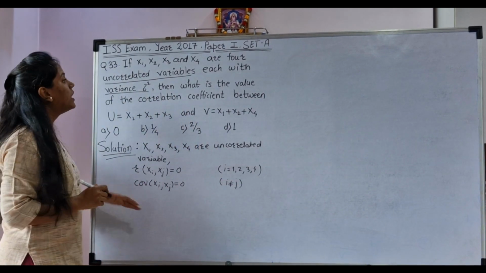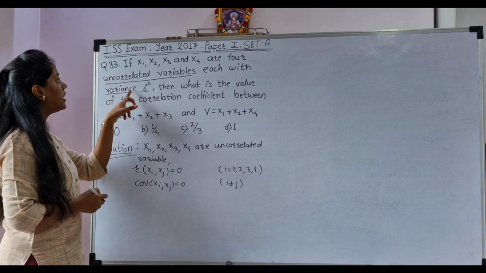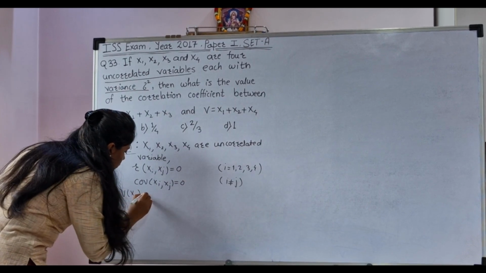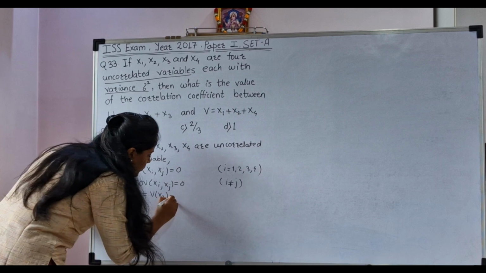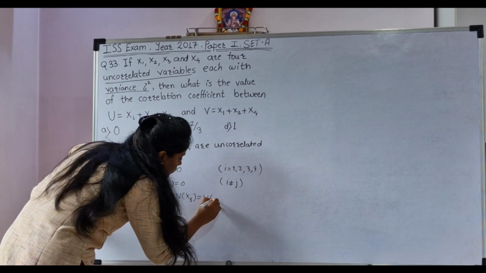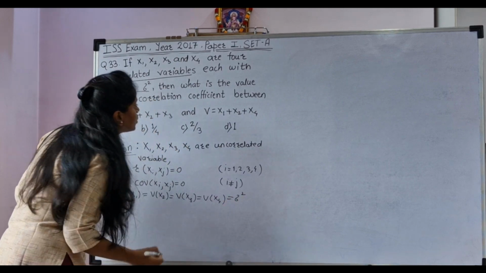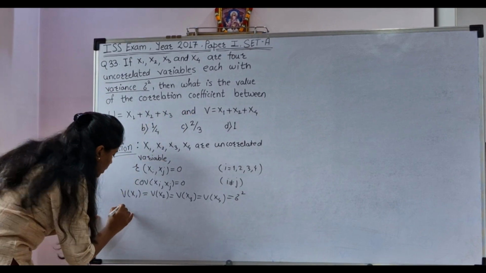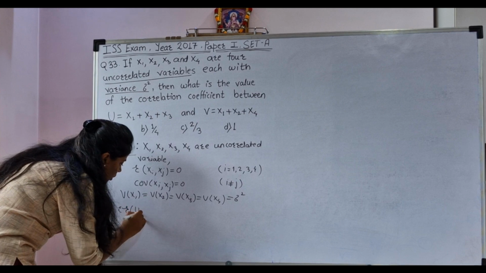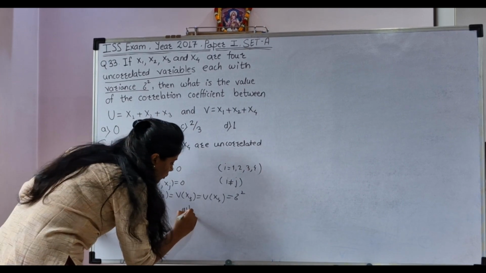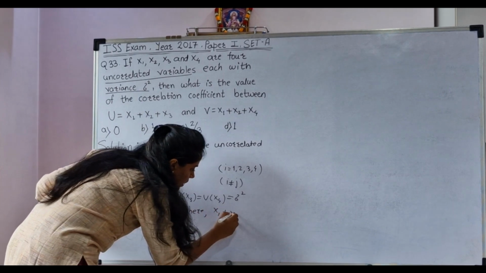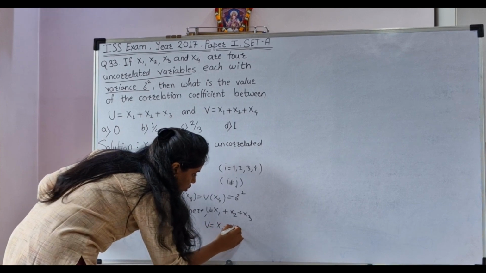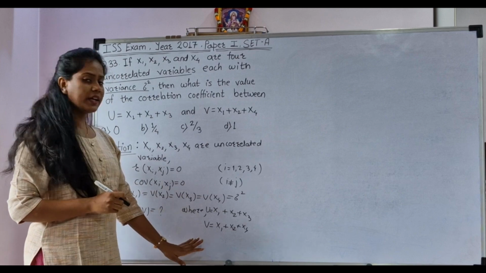Right. Now the second thing that is given: variance of each variable is equal to sigma square. That is variance of x1 equals variance of x2 equals variance of x3 equals variance of x4 equals sigma square. And here what we want to find out is the correlation coefficient between u and v, that means r of uv, where u is defined as x1 plus x2 plus x3 and v is defined as x1 plus x2 plus x4. Okay, so let's do that.